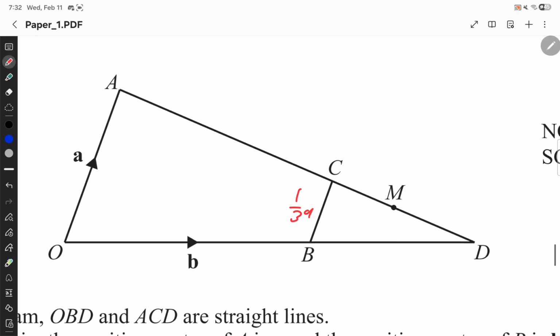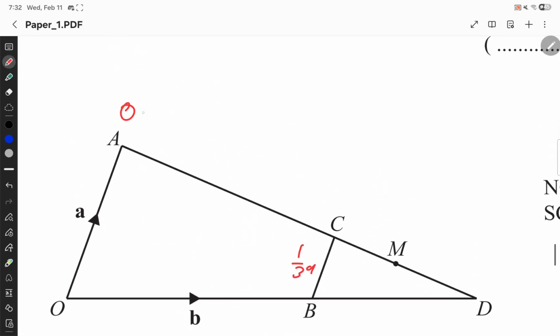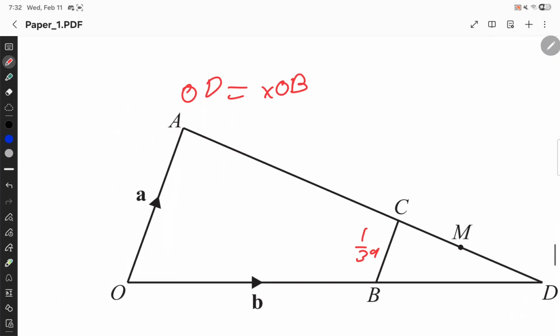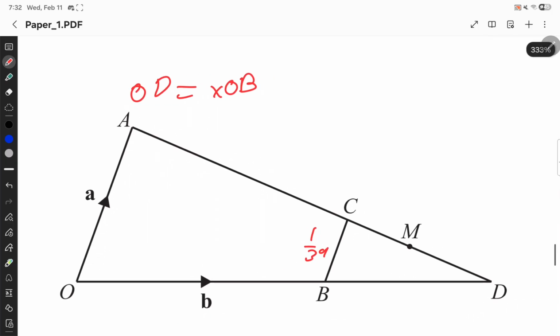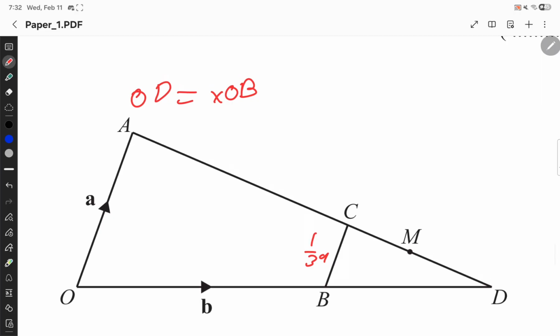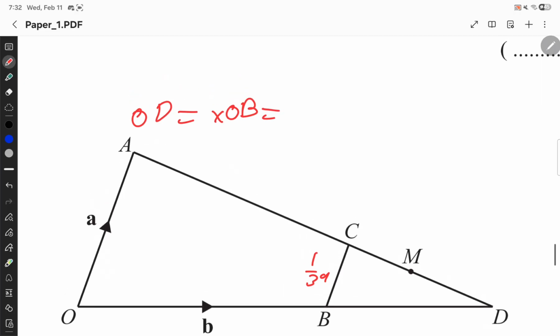So for this we formulate OD equals x OB. Remember, you always have a position vector that you are multiplying, and you directly multiply it onto this vector. This is our k, as x. I'm just using x, y. In the video I used m, k and m, but it is the same thing. So don't be confused on what you have been taught.